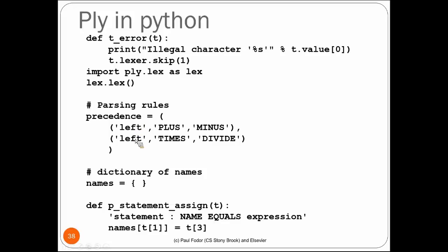The parsing rules in our case use precedence left for plus and minus with lower priority than times and divide. We also define a dictionary of names for the variables and their associated values. And then I start defining the parsing rules. The first parsing rule is an assignment statement. If a name equals an expression, then in the global dictionary names, we assign to the key T[1], which is the name of the variable, the value of T[3]. The value of T[3] is synthesized from the value of the expression.